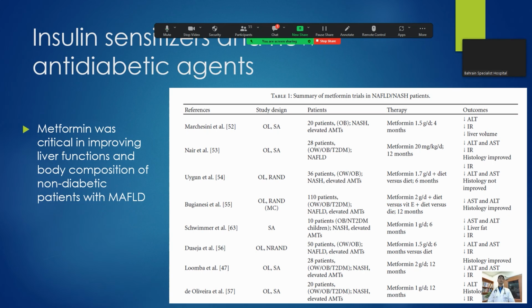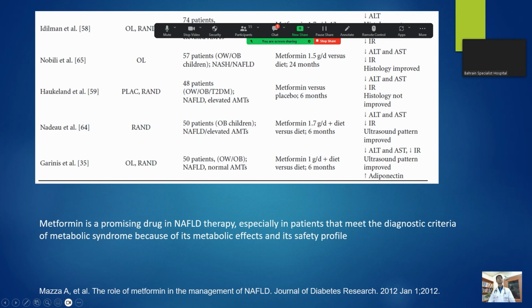Another option is metformin. Metformin is commonly used for type 2 diabetes, for weight loss, and then for NAFLD itself. Yes, multiple studies show it definitely reduces insulin resistance, it reduces the ALT, it reduces the fatty liver. But histological improvement is controversial. Some studies say it's improved, some say it's not improved. So there's a controversy among those. At least we can say metformin is a promising drug in NAFLD, especially in patients who meet the diagnostic criteria of metabolic syndrome, which can help us, especially with the long-term use safety profile, which is proven now.